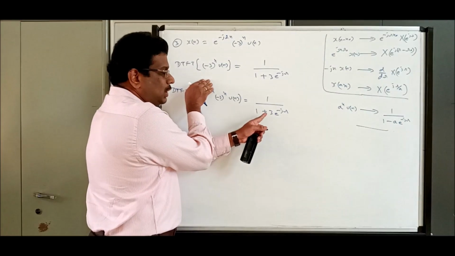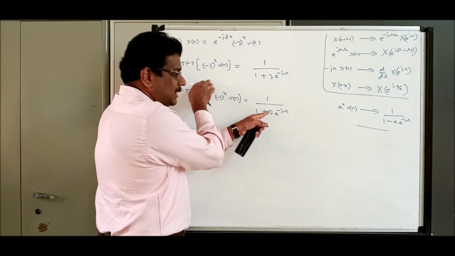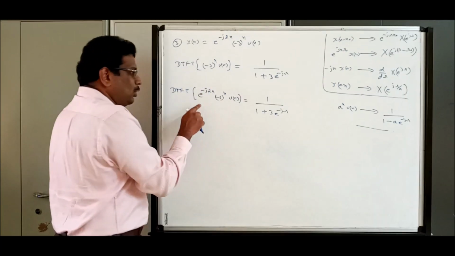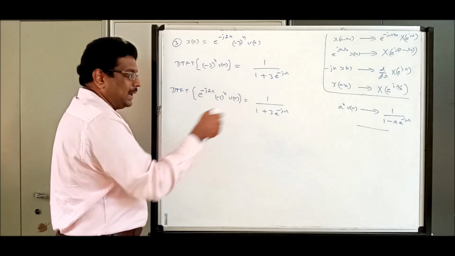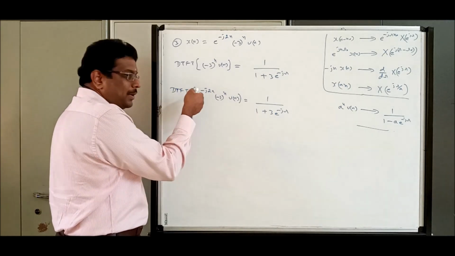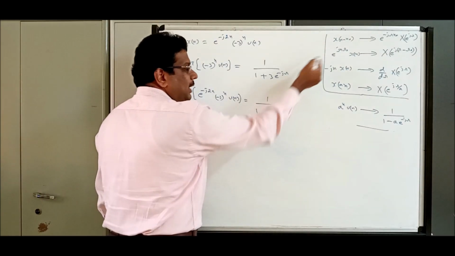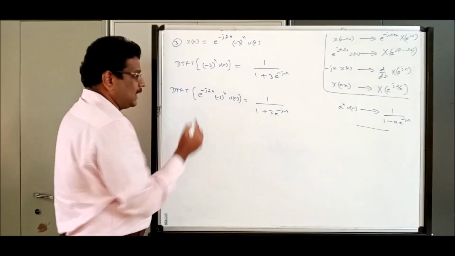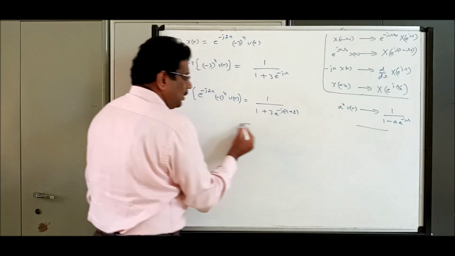In time domain e power j, frequency domain shifting. Now the same statement you tell again. In time domain e power j, frequency domain shifting. It comes here. Frequency shift, opposite side, minus 2 plus 2. That's all. Problem.